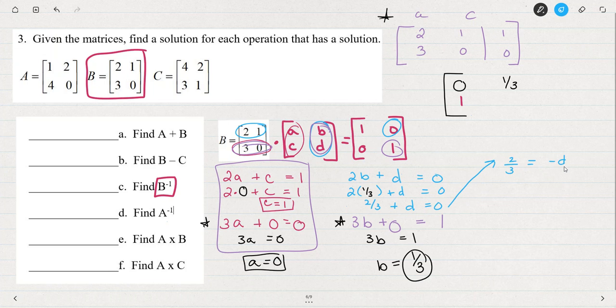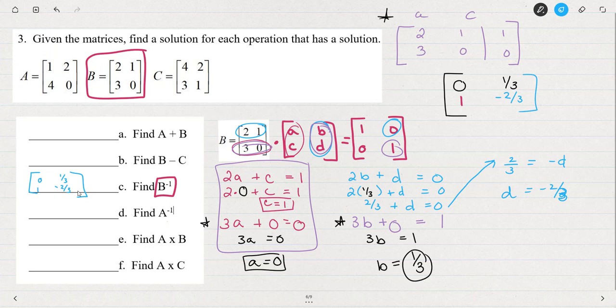2/3 is going to be the opposite of D. So D is negative 2/3, because 2/3 minus 2/3 gives us that 0. So it looks like our matrix, our inverse for B is 0, 1/3, 1, negative 2/3. You could check that result. I have already checked it, so I'm going to say I've checked it. I know that those are correct answers.